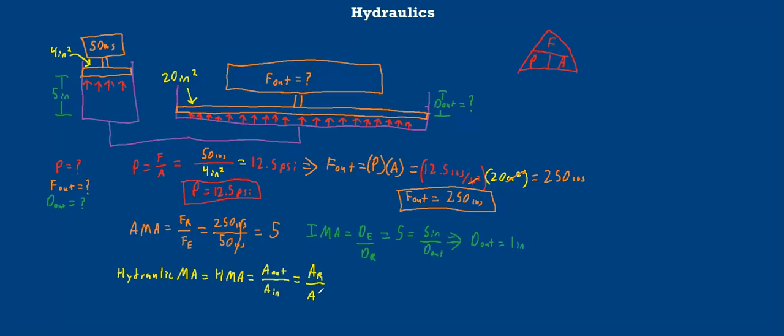by our area effort. And so how do you remember if it's resistance on top or effort on top? I'm not sure if there's anything funny we can come up with for HMA, but it's very simple. It's just the resistance over the effort or the output over the input, and we know those numbers: 20 inches squared on top, and we get 4 inches squared on bottom. Inches squared cancels out, and 20 divided by 4 is a mechanical advantage of still 5.